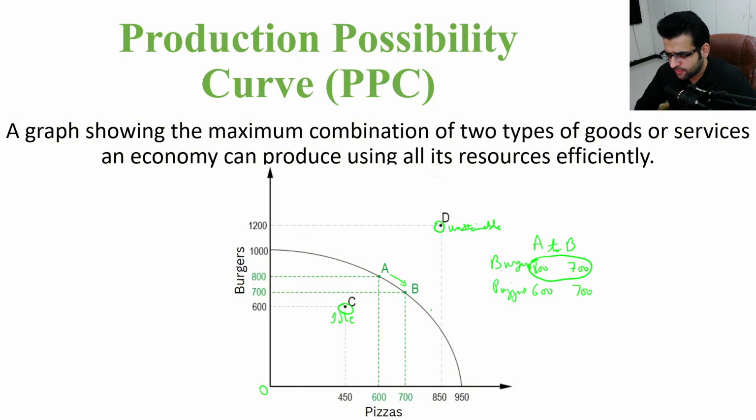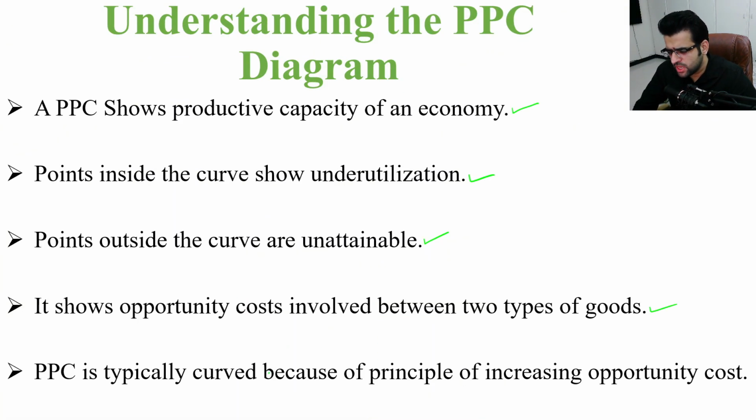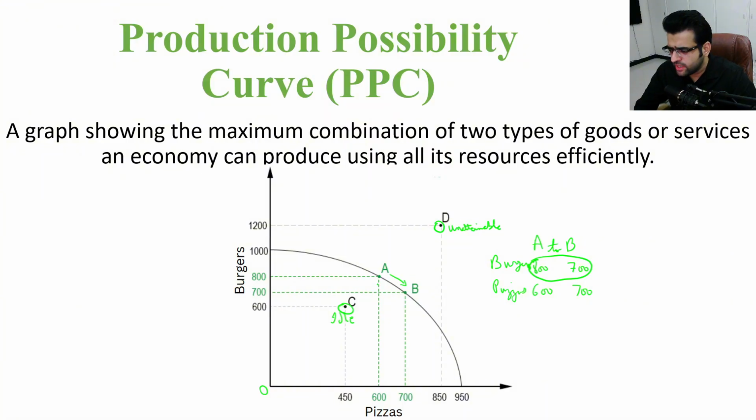A PPC also shows us the concept of increasing opportunity costs, because a PPC is curved. The PPC is curved because of the principle of increasing opportunity cost, which means that at the center of the PPC, the opportunity cost is not as extreme as it is towards the corners. I'll show you with an example. Here we just gave up 100 burgers to get 100 more pizzas.